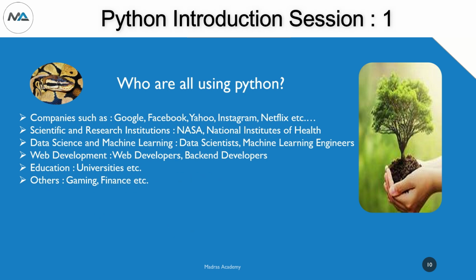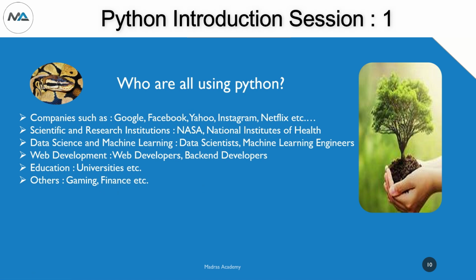Who is using Python? Most companies such as Google, Facebook and Yahoo use it, as well as research institutes. Data scientists and machine learning engineers use it for data science and machine learning, and web developers and backend developers use it for web development. Education centers and others create projects like gaming projects and finance projects. So these people use Python to develop this kind of application.